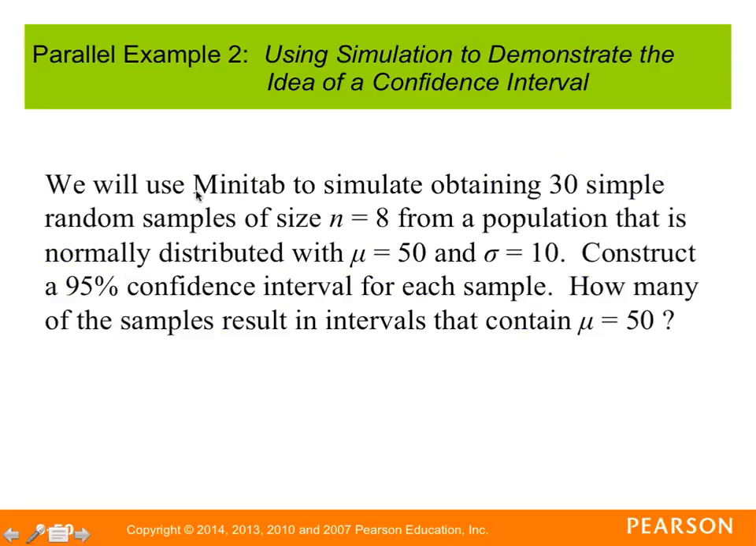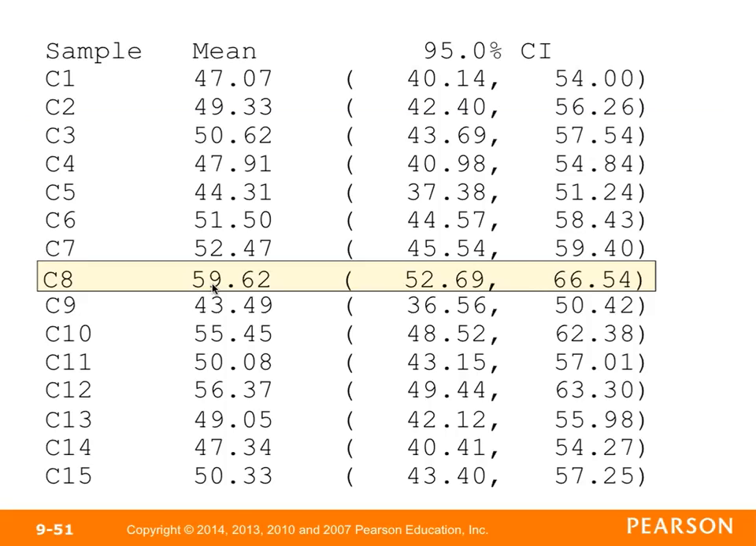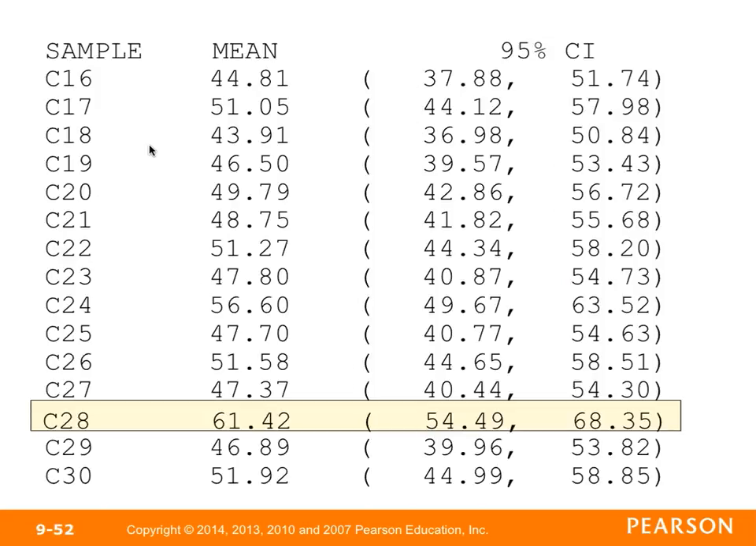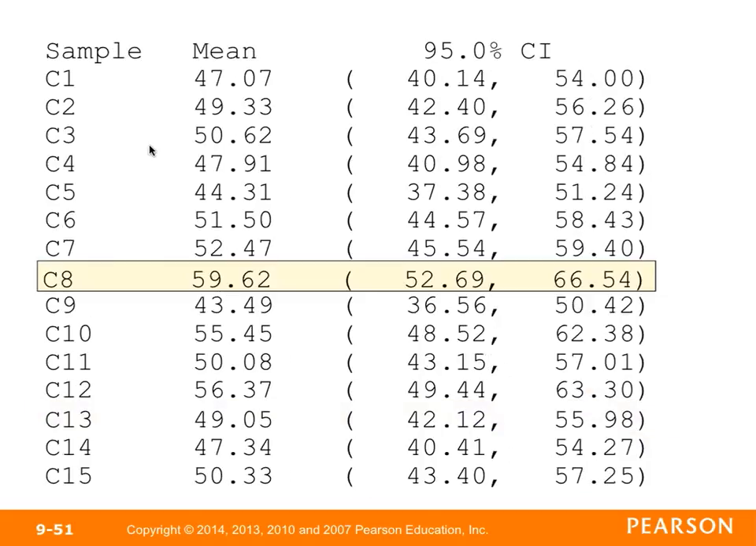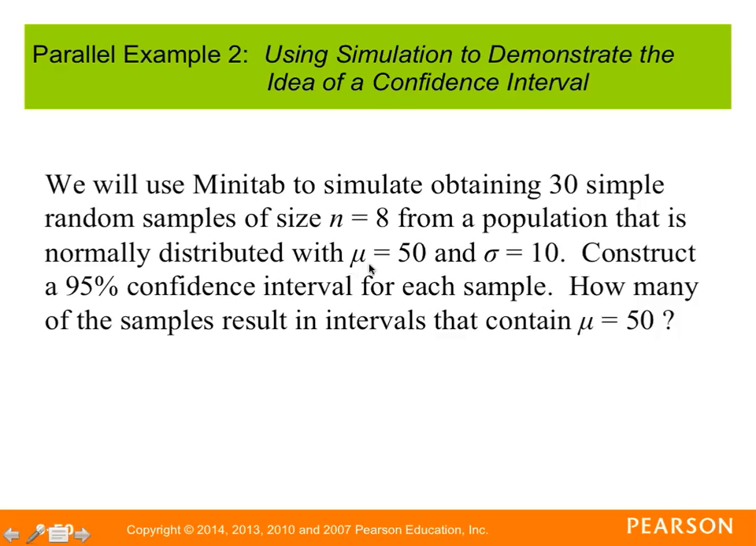So we're going to look at an example here where we've used Minitab to simulate obtaining 30 simple random samples of size n equals 8 from a population normally distributed with a mean of 50 and standard deviation of 10. And we want to construct a 95% confidence interval for each of the samples. And we want to know how many of the samples are going to result in an actual interval that contains mu equals 50. So if we take a look, I'm going to just scroll through these real quick. We have 30 confidence intervals on these 2 pages. And what we're looking for is, well, the mean of 50 should be contained within the confidence interval.